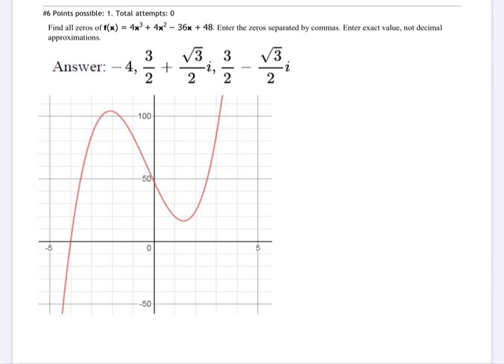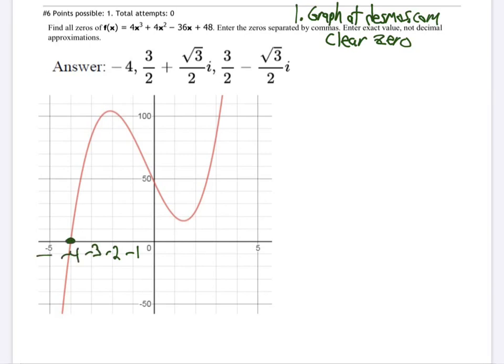All right, number 6. Let's try this one. So it's the usual. Step number 1 is to graph it at Desmos, at desmos.com, and find a clear zero. What do you see? Well, this is -1, -2, -3, -4, -5. Boom, right there at -4, huh? Clear. That's a clear zero. And in fact, that's the only place that the graph hits 0.